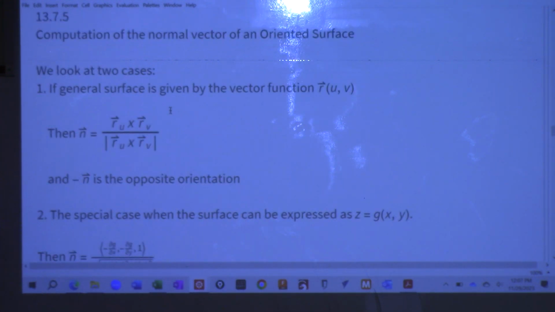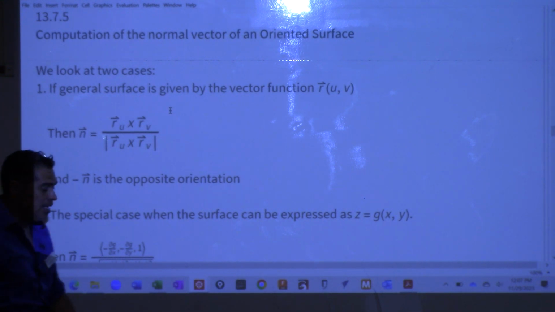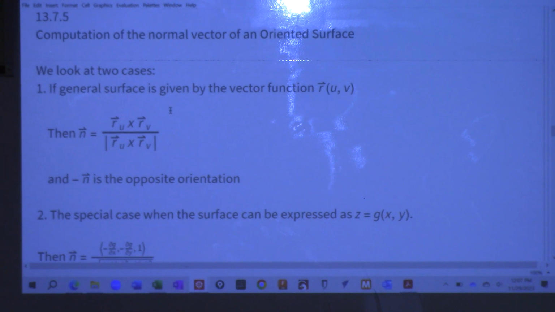Okay, with that said, how do we compute a unit normal vector? What if I wanted to get a normal vector that had a length of 1? Look at this right here.